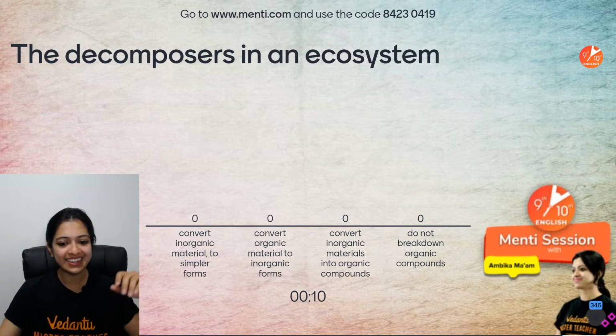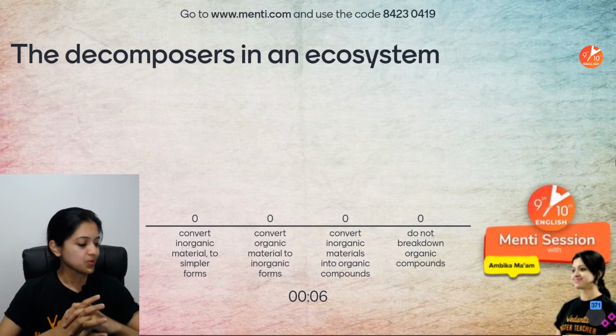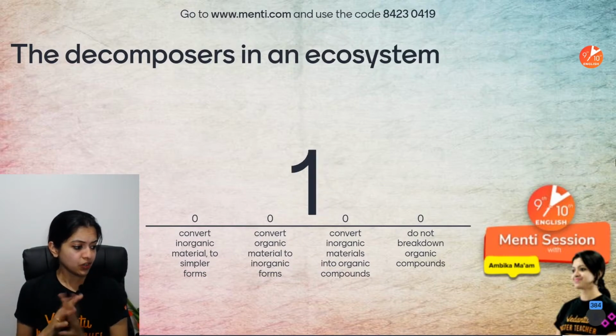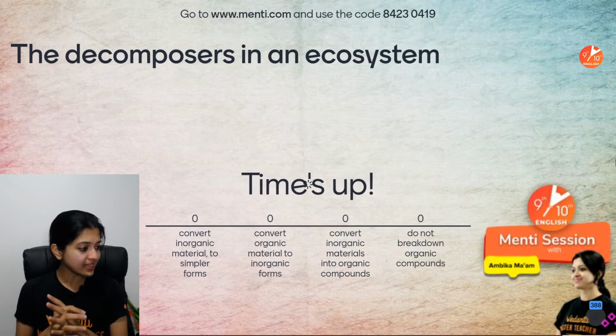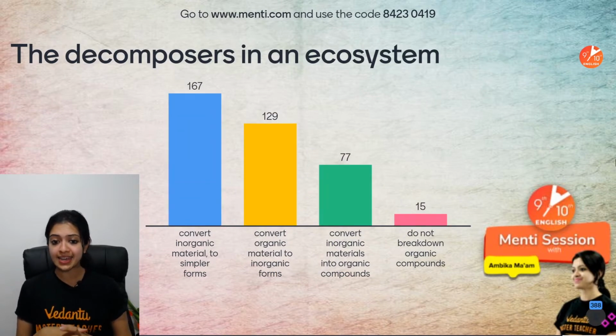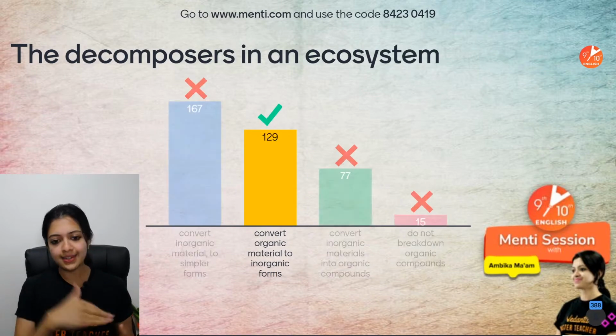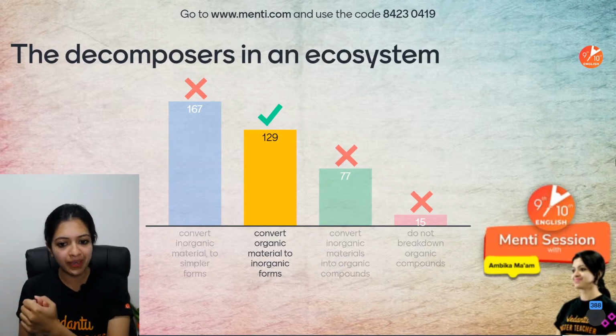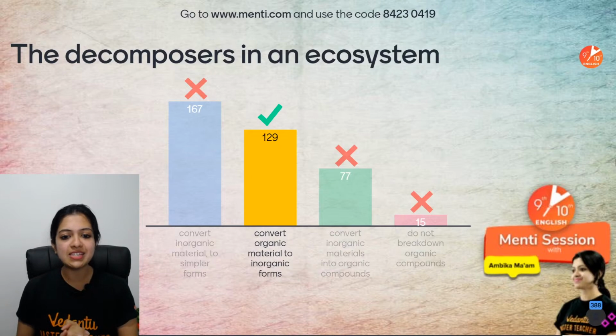And your last few seconds. Misclick again, Harshita. No problem. Foodies in the chat. Yes, absolutely. I can see that. Again, gone down. So keep it up. The answer would be convert organic material to inorganic forms.